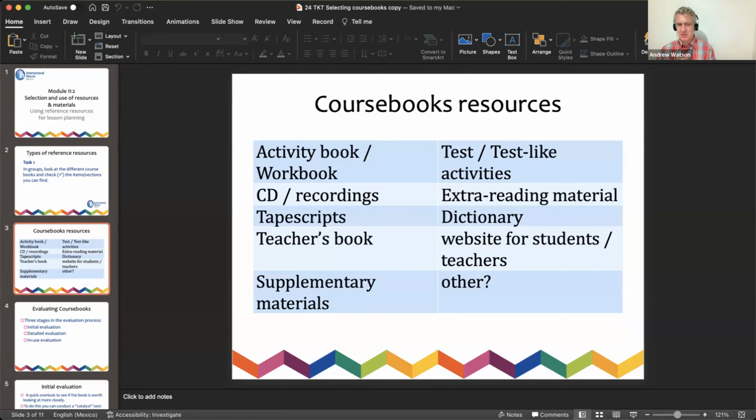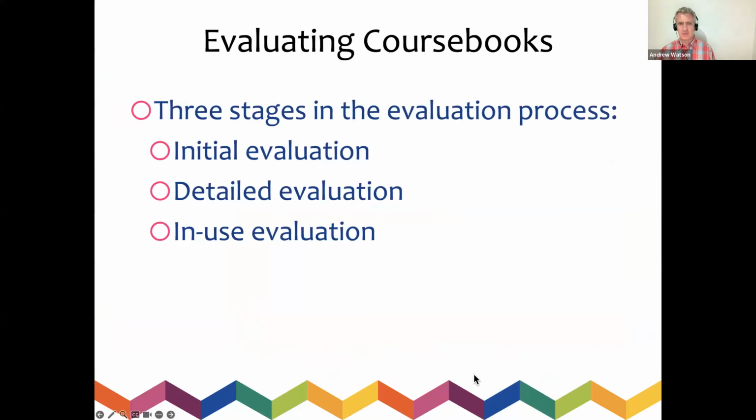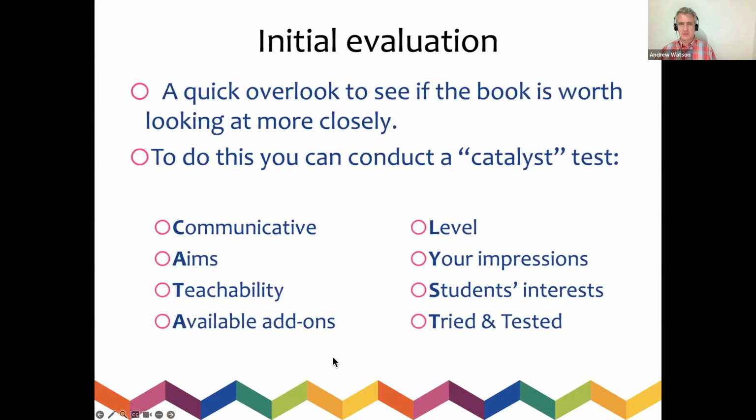So let's look at evaluating course books. So there are 3 stages in the evaluation process. Initial, detailed, and in use. Initial, it's a quick overlook or skim through to see if the book is worth looking at more closely. To do this, you can conduct a CATALYST test.